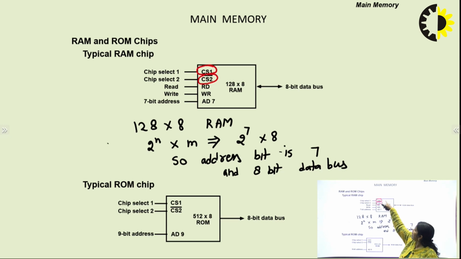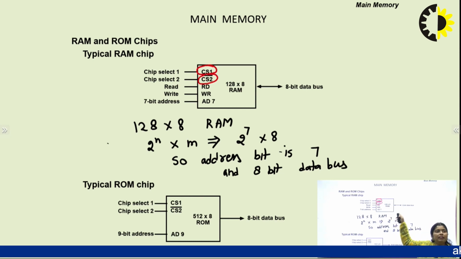Here the RAM capacity, or the size of the RAM, is written as 128 cross 8. This 128 cross 8 can be written in the form of 2 to the power n into m, so we can write it as 2 to the power 7 into 8. That's why the address bit is 7, and there is an 8-bit data bus.